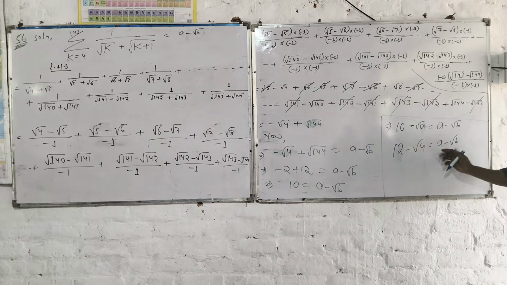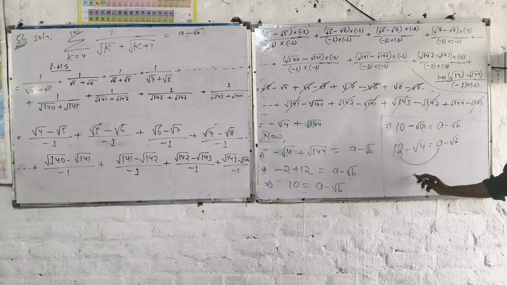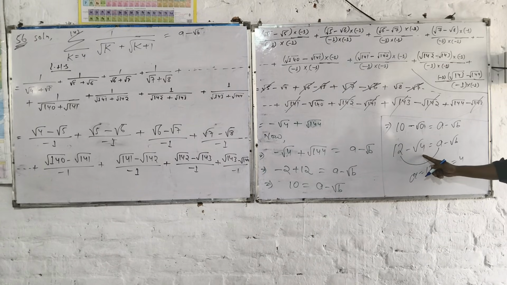Okay, no problem. Now in this case, value of a equal to 12 and value of b equal to 4. I'm not talking about the root under b. I'm talking about the b. b is here, b equal to 4. Let's go to the options.